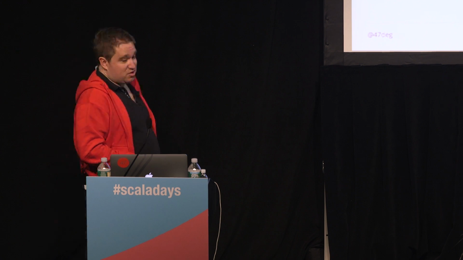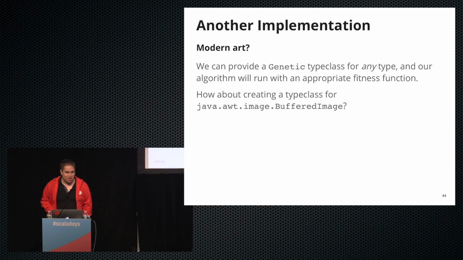Maybe do some modern art, maybe some computer-generated pictures. So remember what I said is that this type class, it's not restricted to any particular values. Any type that is available in the JVM, written by anyone at any time, can work, as long as there's an implementation of genetic for that, this will work. So what about creating one for this, a Java image, okay?